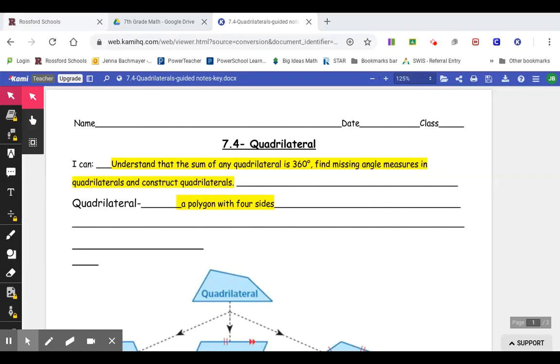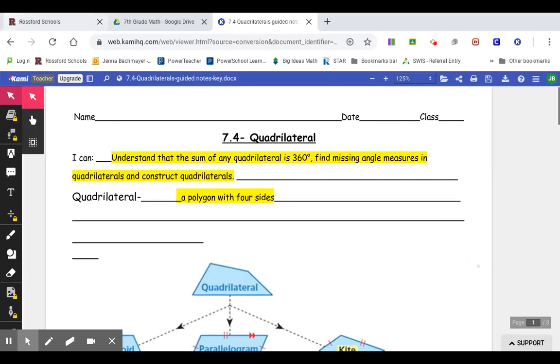Hi guys, today we're going to talk about 7.4 quadrilateral notes. Our I can statements: I can understand that the sum of any quadrilateral is 360 degrees. I can find missing angle measures in quadrilaterals, and I can construct quadrilaterals.